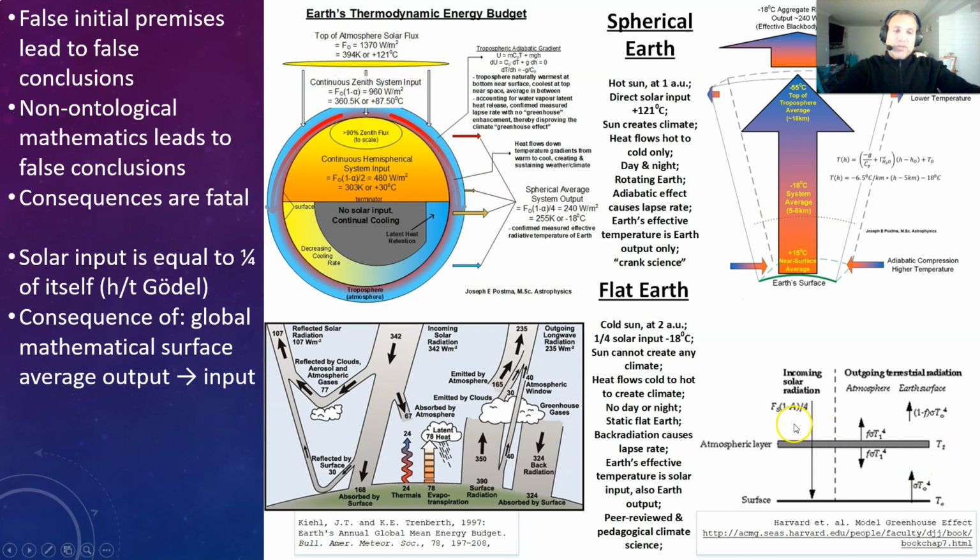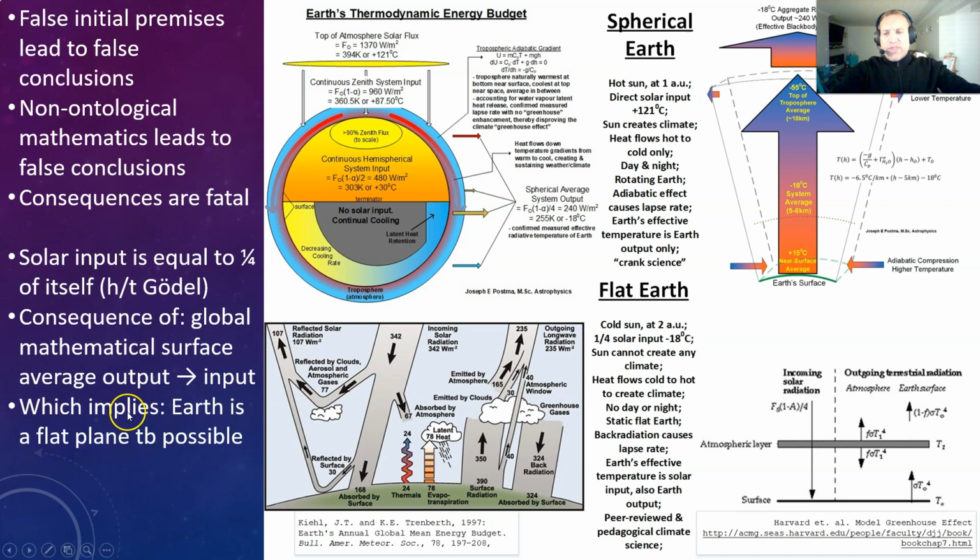In their flat Earth diagram, their flat Earth approach, they have the solar input equal to 1/4 of the solar input, which is actually the same thing as just saying that it's the Earth's output being output or being input back onto itself. So it's just backwards, right? They've just basically got it backwards. It's a consequence of global mathematical surface average output being used in the output.